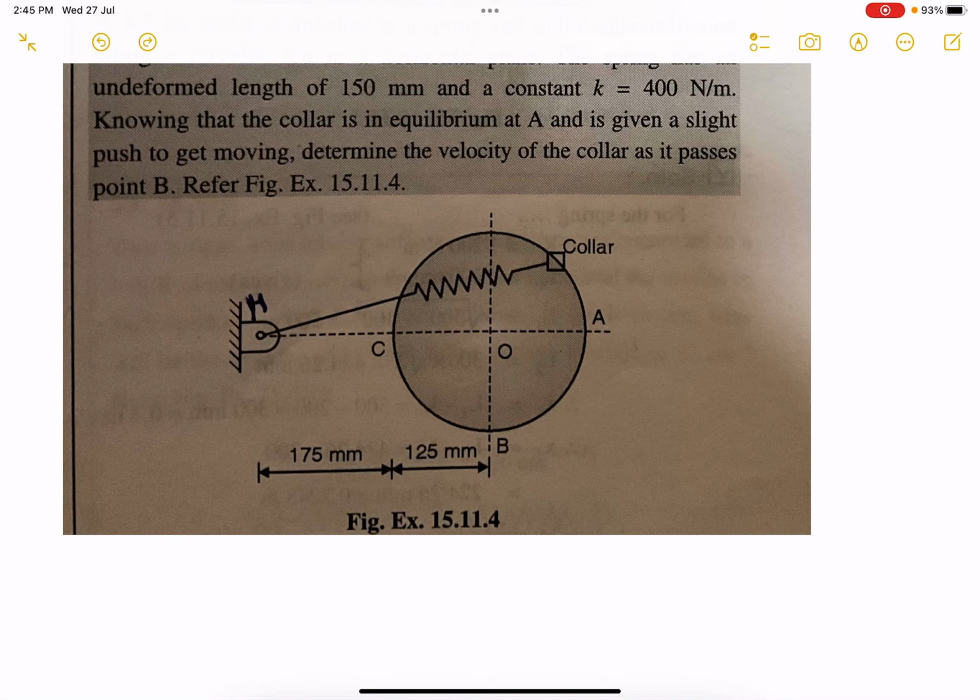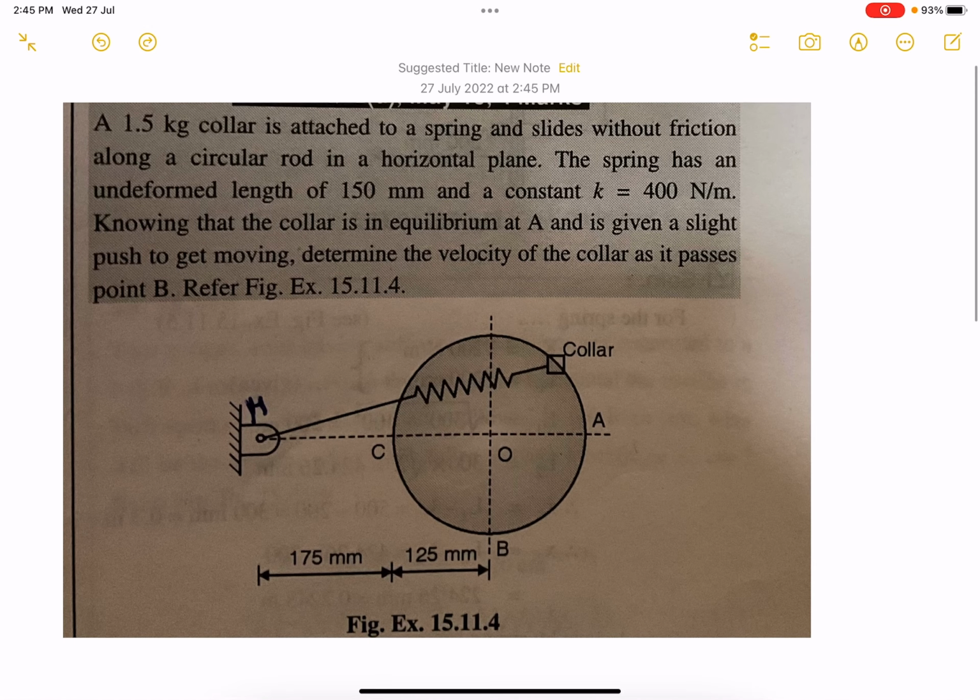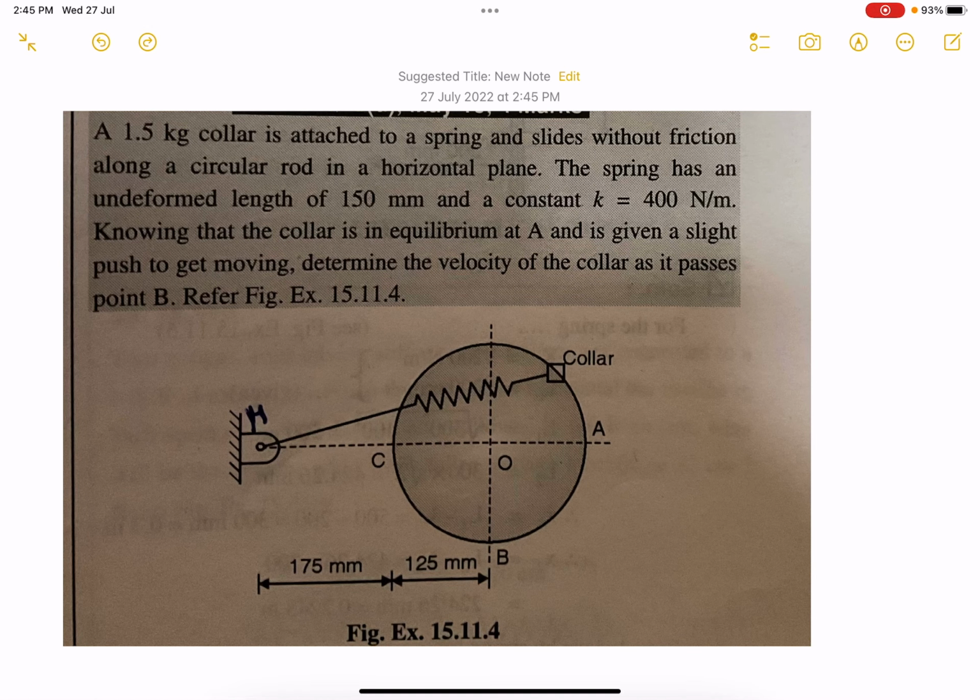Hello students, welcome. Here is one more problem on the work energy principle. Please note that, as I said, even if the diagram associated with the problem appears complex, the solution is very simple. All problems in the work energy principle are basically very simple. All you have to do is start by writing the general energy equation, that is, the energy balance equation. And here we will do that.